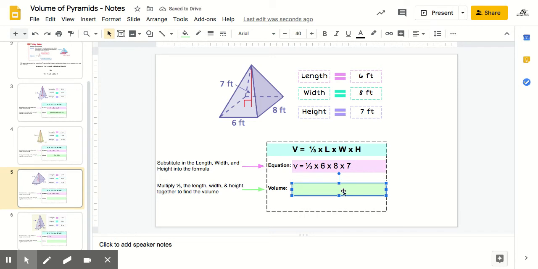Okay, so in order to find the volume of this pyramid, we had to multiply 1/3 times 6 times 8 times 7. And when I do that, we get 112. Now if you plugged in the decimal, as in 0.33, you would have gotten 110.88, which I would have given you full credit for as well.